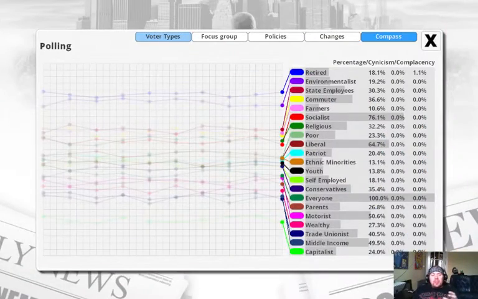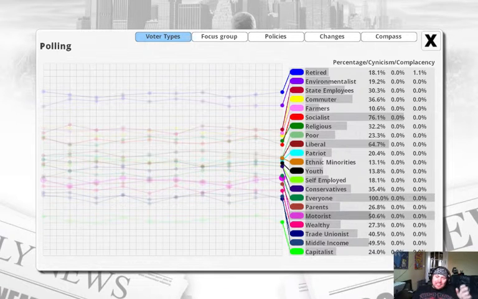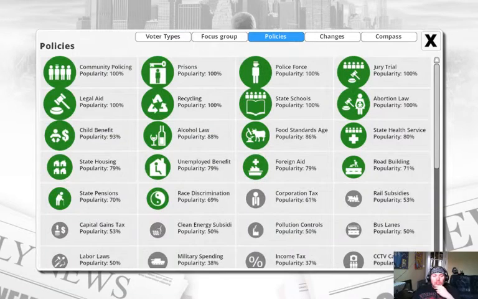Having a look at the opinion polls, as you can see, we are not great down here. Capitalists, they don't like us. Middle income, trade unionists, the wealthy, it's low, and we need to try and do something to rectify this. What exactly we are going to do, I am not sure.